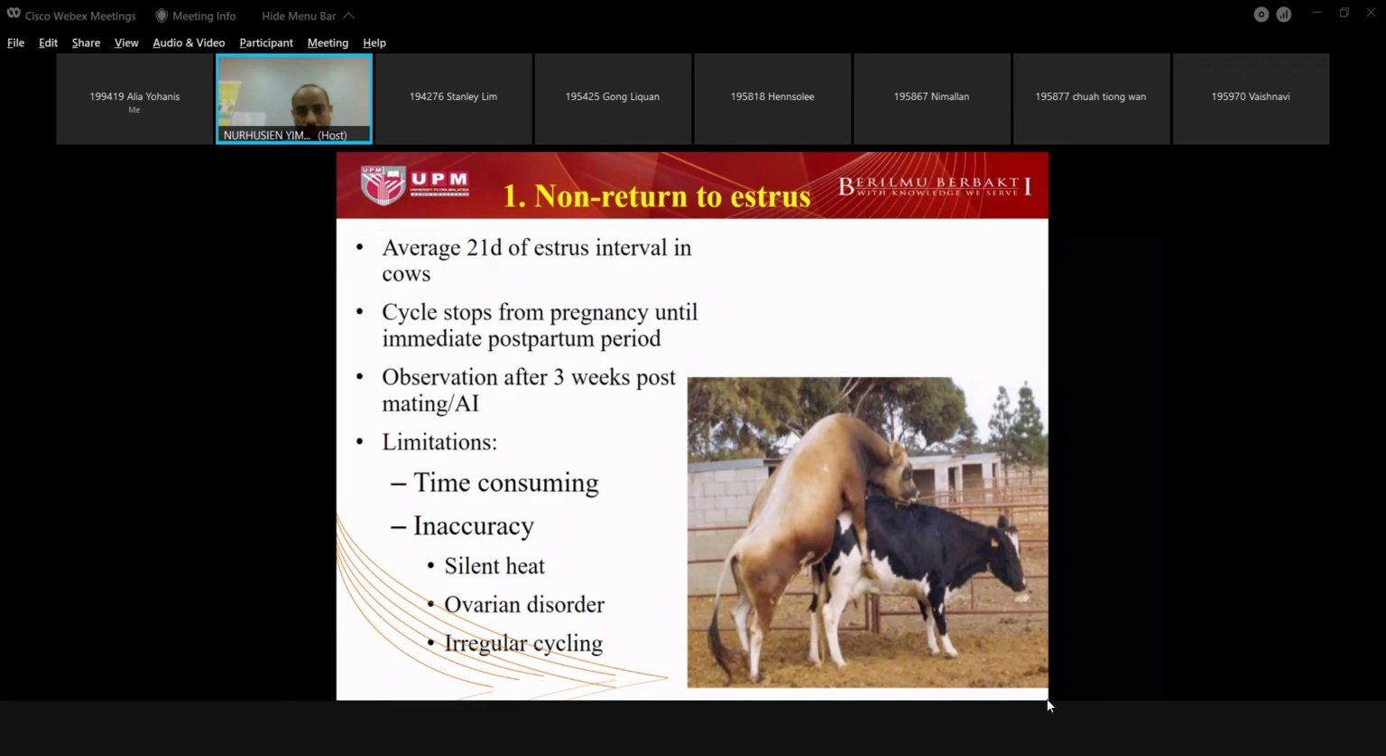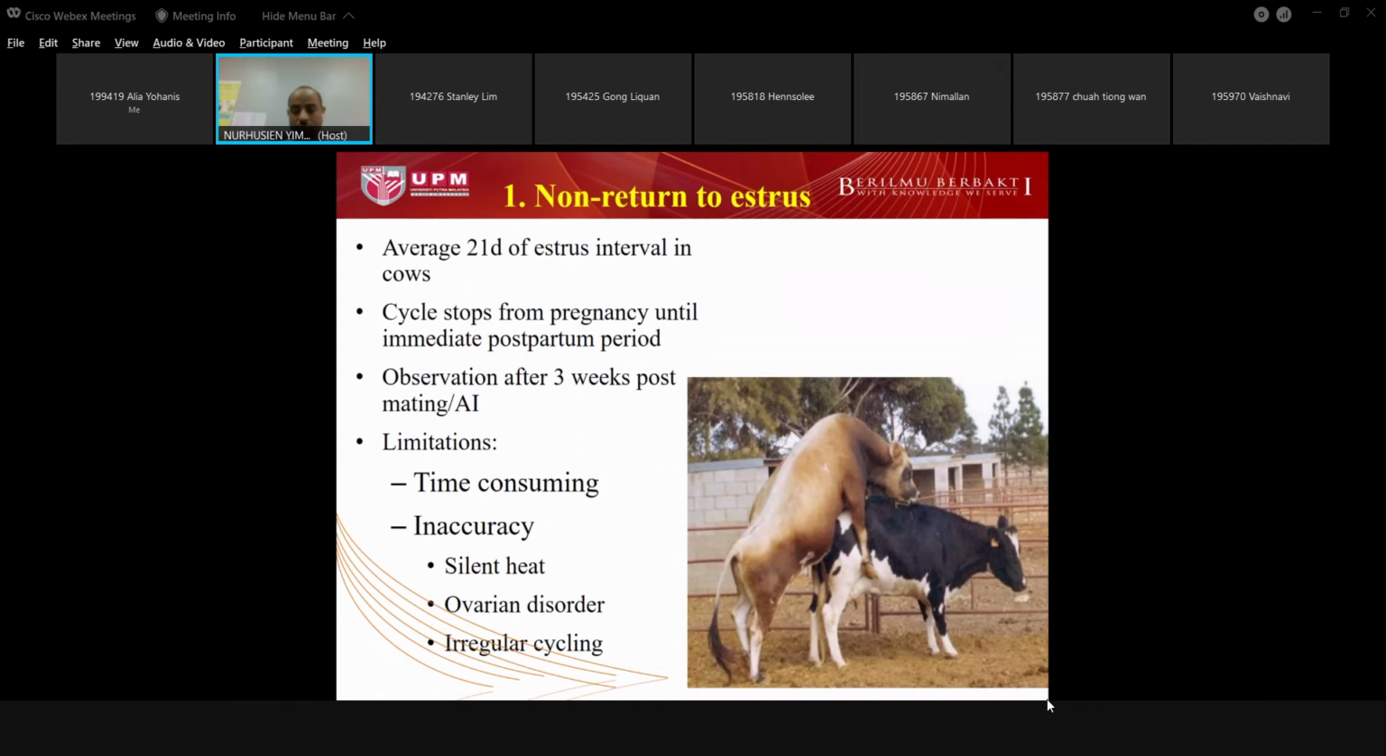So non-return to estrus, all right? We all understand that, for example, for cattle, we have an average estrus cycle of 21 days. This 21-day average cycle keeps repeating itself as long as the animal is open, or doesn't have a pregnancy. After you inseminate or breed the cow, we expect that this cycle will be halted for a moment until the pregnancy finishes.